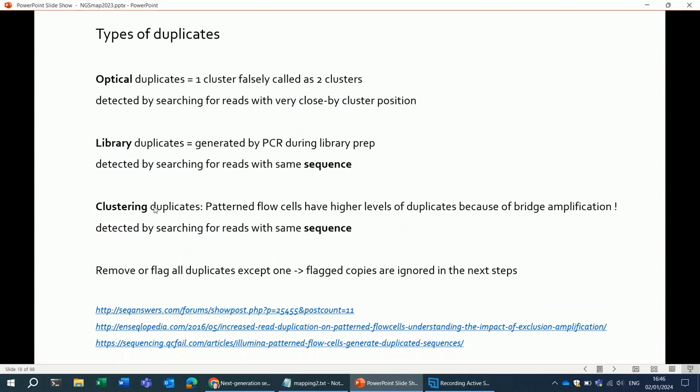How can you find clustering duplicates? Well, again, it will be reads that have exactly the same sequence. So what you're going to do is use a tool that will remove or mark the duplicates. And again, marking means that you add information to the BAM file that says, hey, this read is a copy of another read in this file.